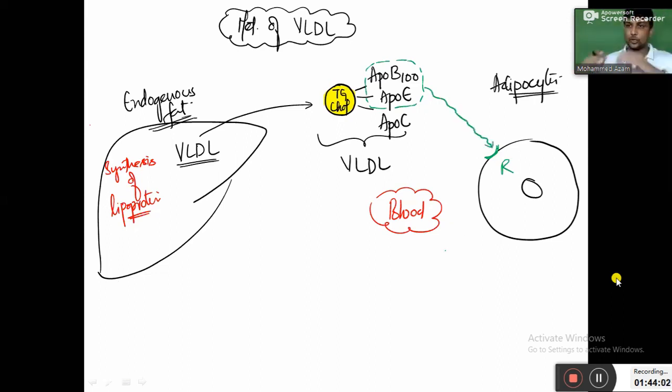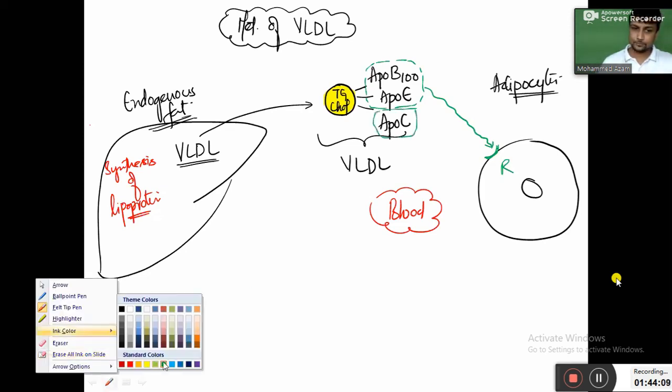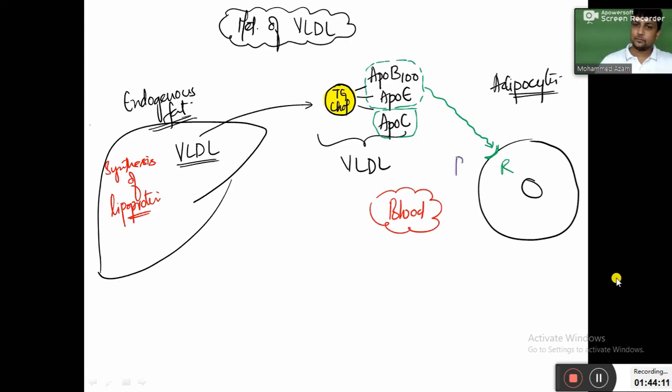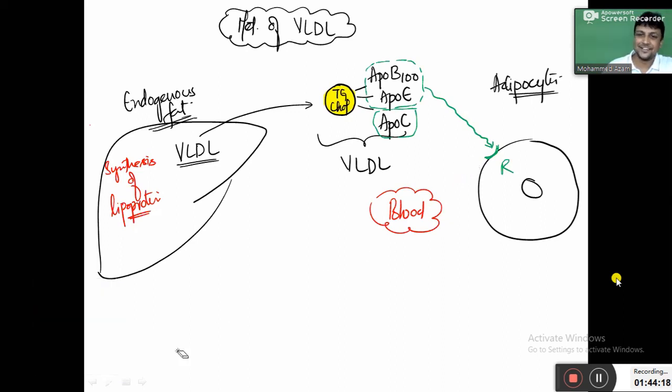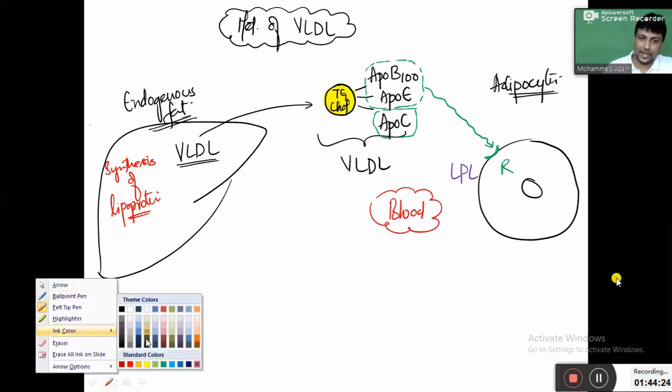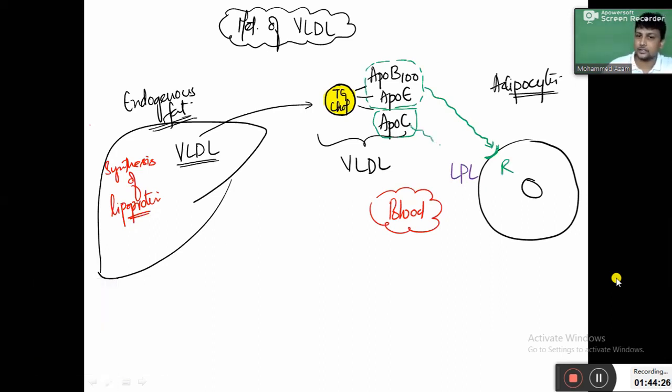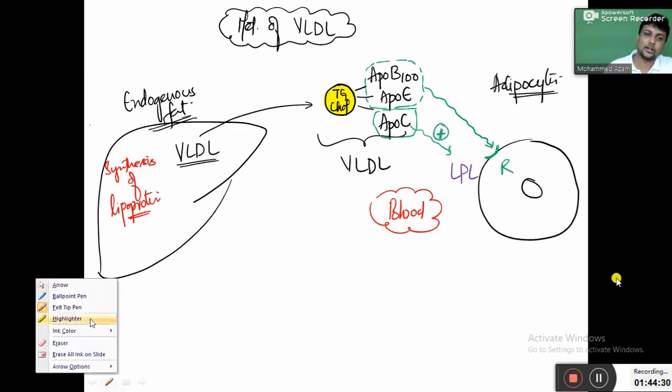Okay, attachment is done. After attachment is done, what is the role of ApoC? ApoC will help in activating one enzyme. What is the name of the enzyme? LPL. The name of the enzyme is LPL, lipoprotein lipase. And once ApoC activates this enzyme, and once this enzyme is activated, guys, what is going to happen?